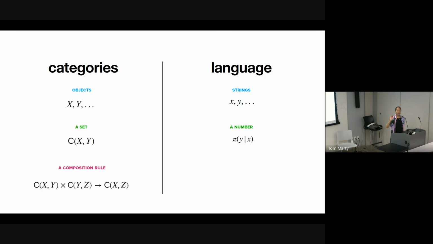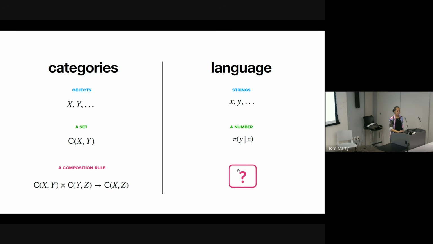On the left, to have a category, I said you have to have some composition rule. This is just the nice math way to write this: if you have a way to go from X to Y and a way to go from Y to Z, then you can compose them to get from X to Z. So if language fits nicely with category theory, then I would like there to be some analogous composition rule, but in terms of these conditional probabilities of extending a string.